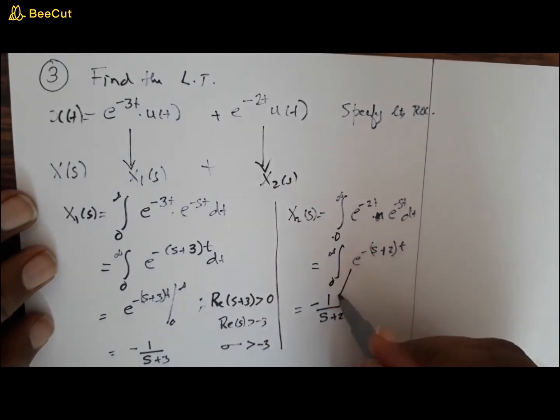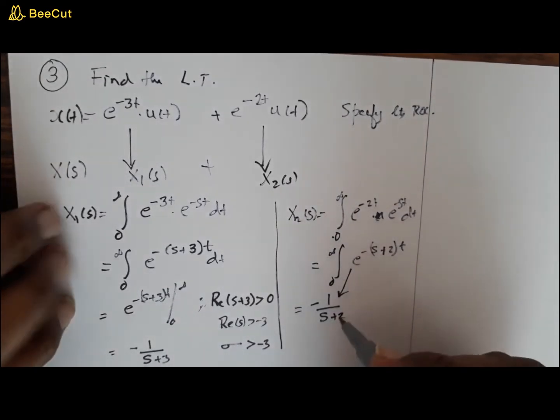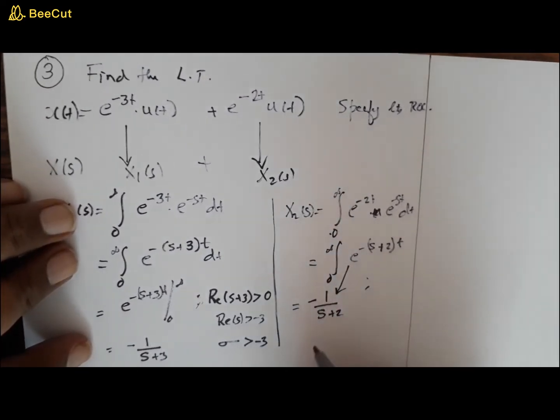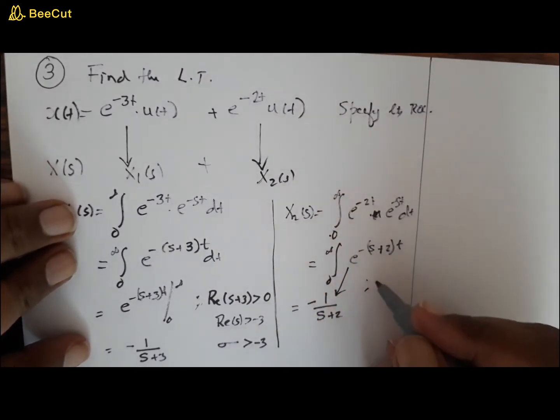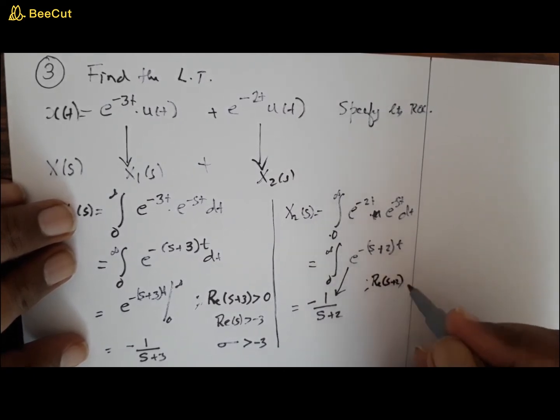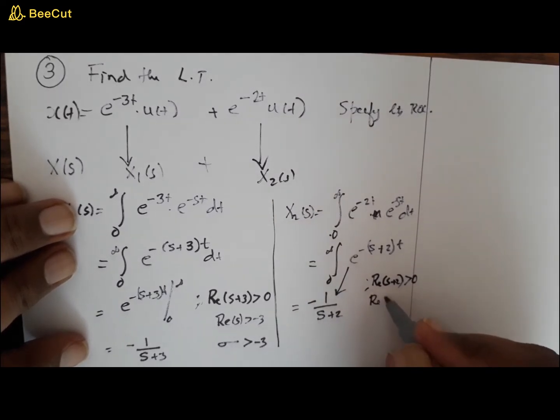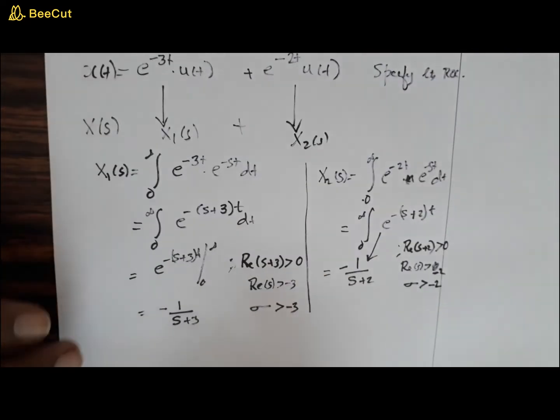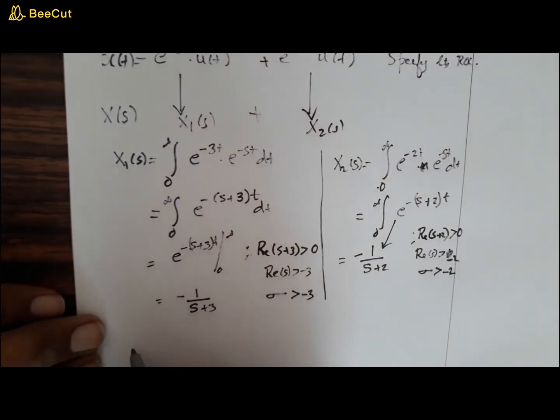Now if this particular thing has to possess a Laplace transform, you need to say that the real part of s plus 2 has to be greater than 0. That is, the real part of s has to be greater than minus 2, sigma has to be greater than minus 2. Okay, now what is your X of s?